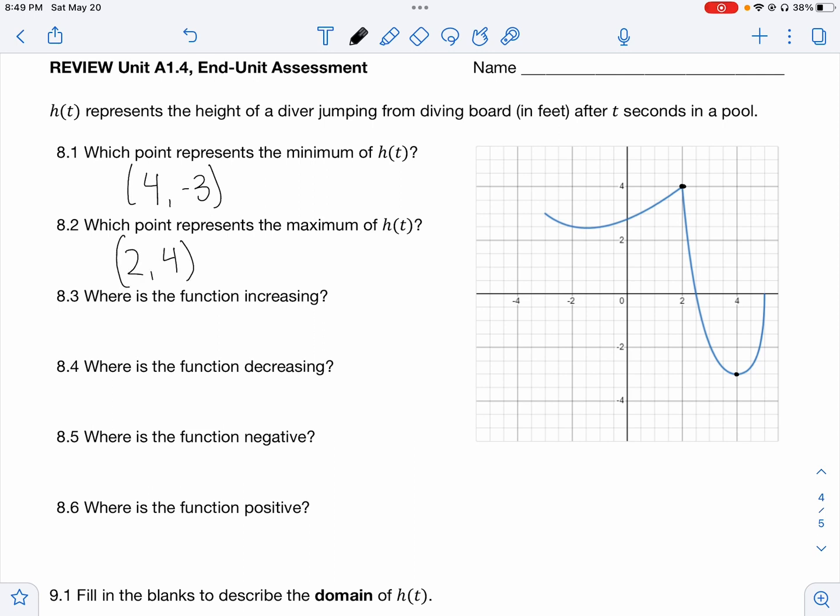Where is the function increasing? It's increasing wherever the slope is going up. So about negative 1.5 to 2. And then it also increases from 4 to 5. And where is it decreasing? It's everywhere else, so it's going to be from negative 3 to negative 1.5, and then from 2 to 4.